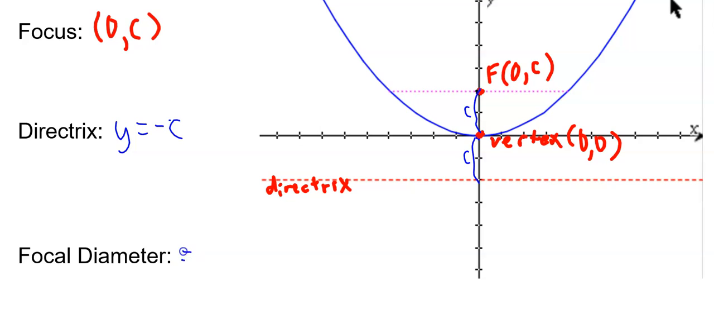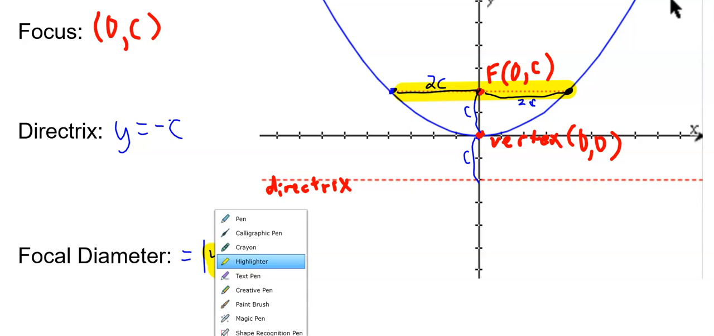Focal diameter is equal to absolute value 4c. We mentioned that. 4c, absolute value 4c. So this distance is 2 times c to that point. And the other endpoint of the focal diameter is this distance, and this distance is also 2c. So 2c plus 2c is 4c. So the focal diameter is really like this, from that point to that point. That's a distance of 4c right there. So that's just how you find it.